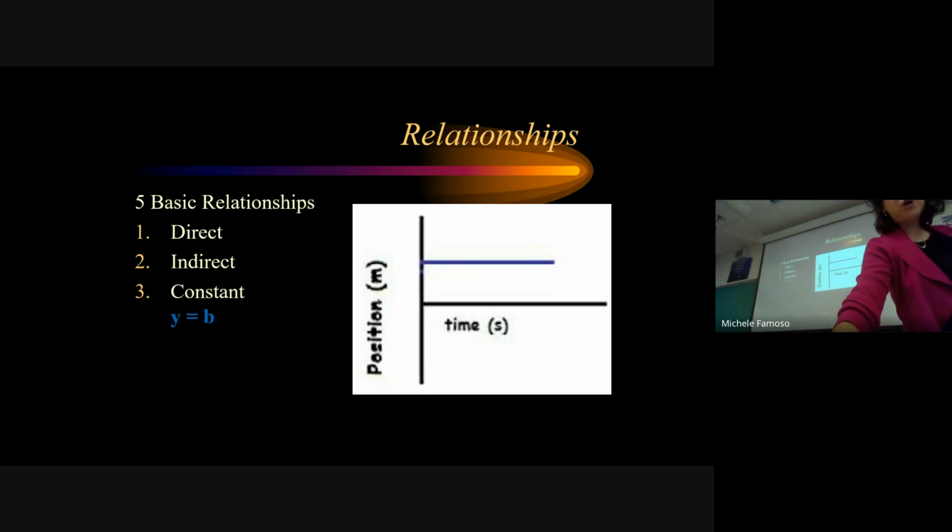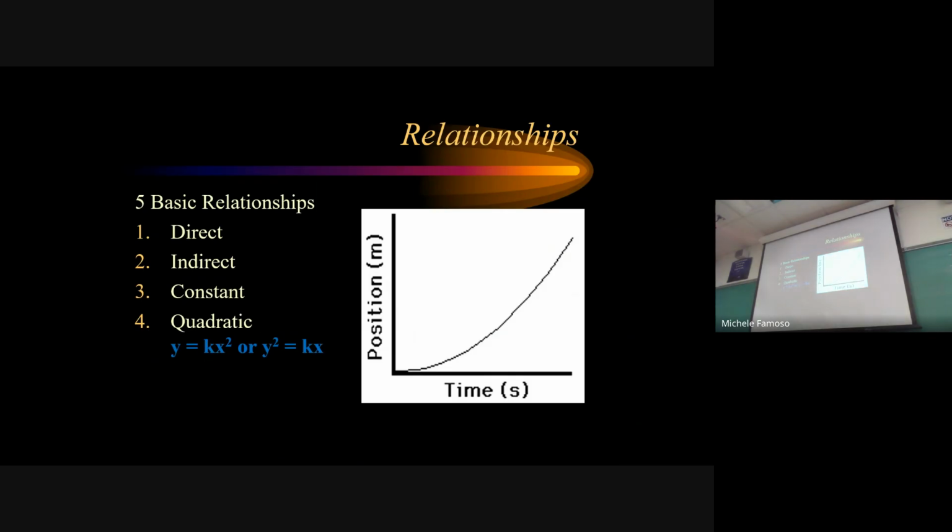All right, the fourth relationship goes with our parabolas. Every parabola has what we call a quadratic relationship. Have you heard of the quadratic equation before from math class? Quadratics have a squared term. Either the y term is squared or the x term is squared, which leads us to creating that parabola on our graphs. So when we have a parabola, we say the relationship is quadratic.